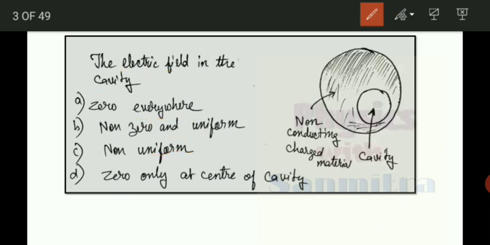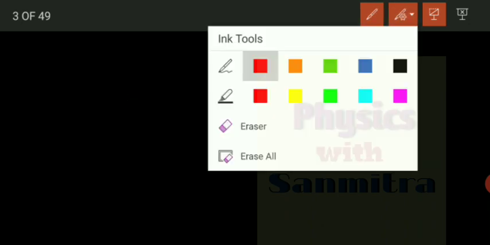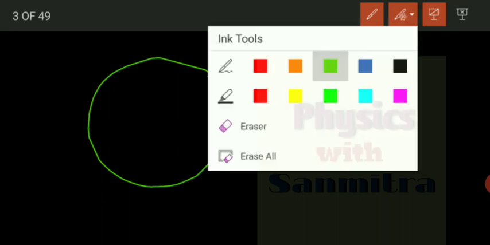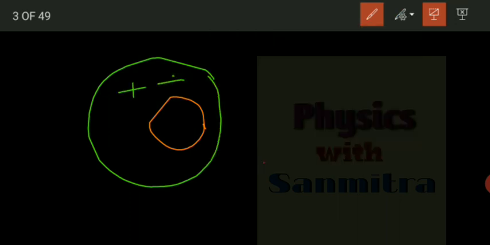Okay, now let me show you how to deal with this problem. First of all, let me show you this cavity. This is my sphere, and it has a cavity inside. This sphere is charged, but the cavity has no charge. I will break it down like this.